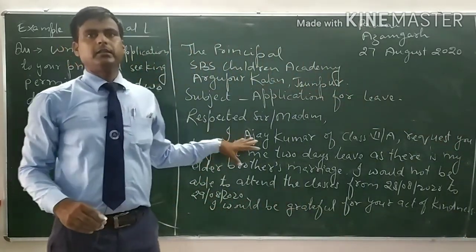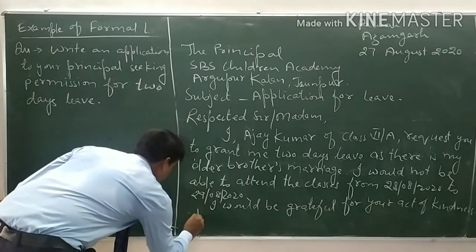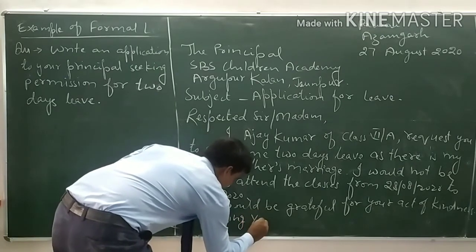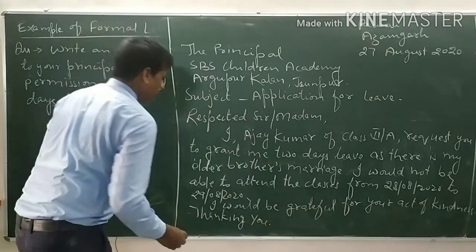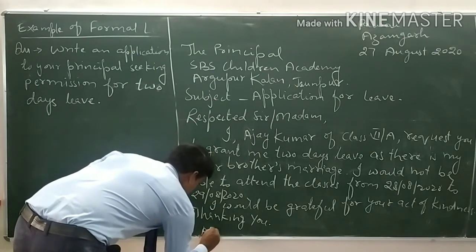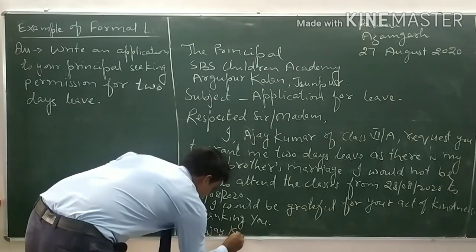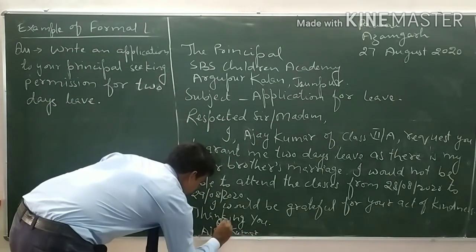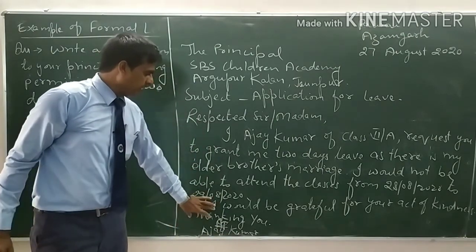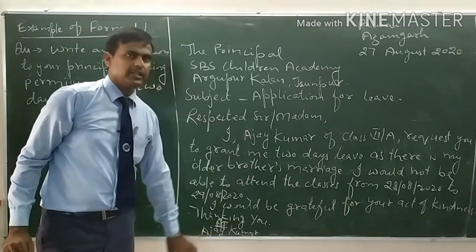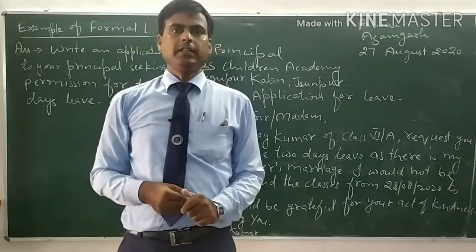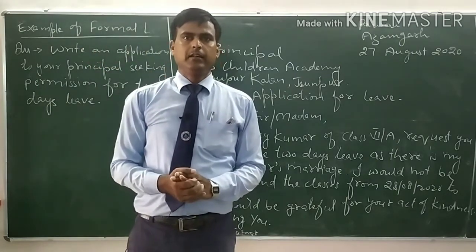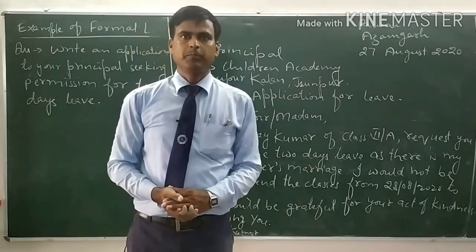After writing the content, we will write the complimentary clause, thanking you. After writing this, here we will write the name Ajay Kumar, and above the name here will be your sign. Between the complimentary clause and your name, here will be your sign. This is the example of formal letter writing. This is an application to your principal.